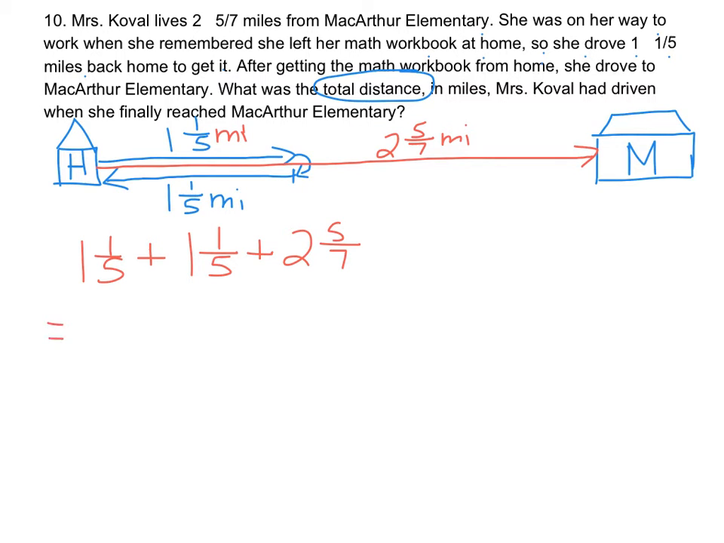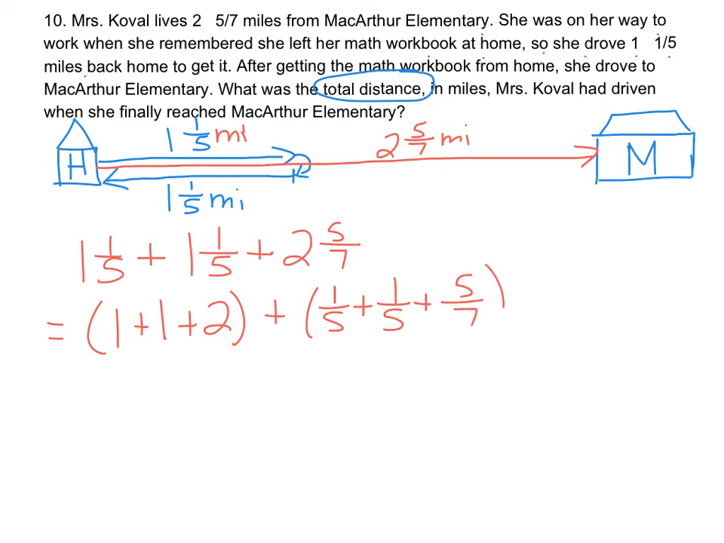All right, going to separate whole numbers and fractions. 1 plus 1 plus 2, and then 1/5 plus 1/5 plus 5/7. Add my whole numbers. 1 plus 1 plus 2. 2 plus 2, 4.